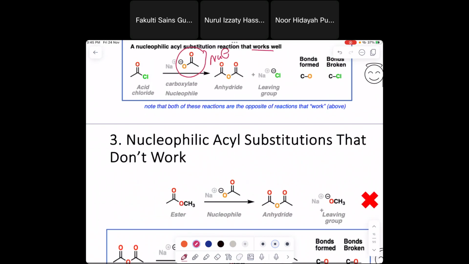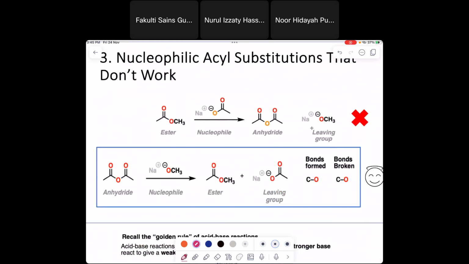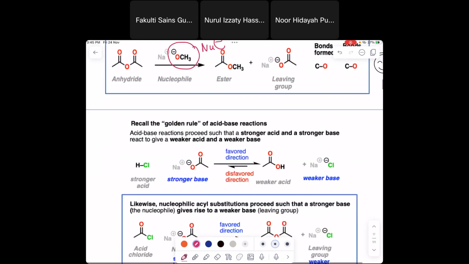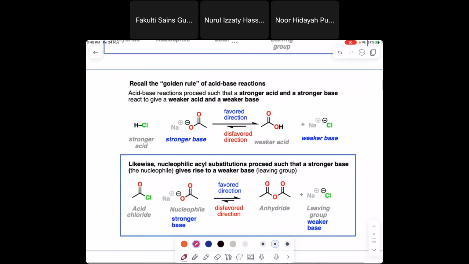Why? The same goes here. Okay, when anhydride reacts with sodium methoxide, methoxide acts as the nucleophile, it works. But if methoxide acts as the leaving group, it will not work. Okay, so it's not just simply that any nucleophile can come to the acyl carbon and the substitution goes off like that. Because we have to again recall, that's why I just wanted to give you the notion, guys, about the golden rule of the acid-base reaction.